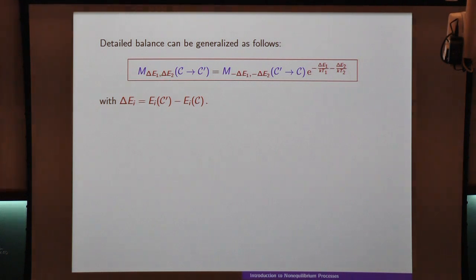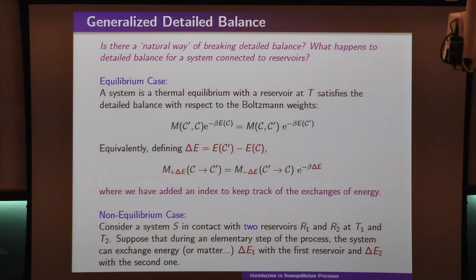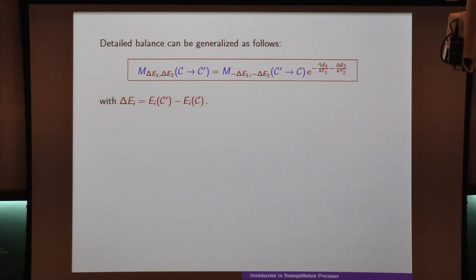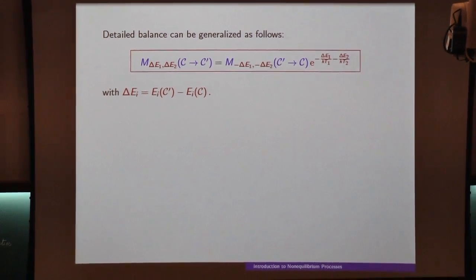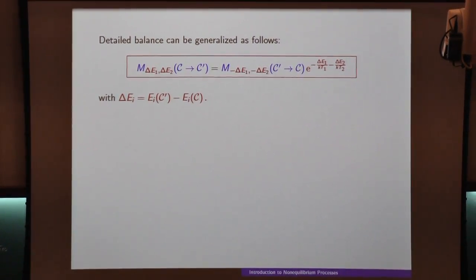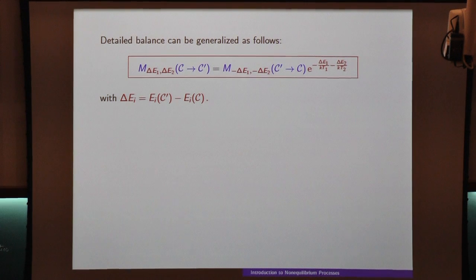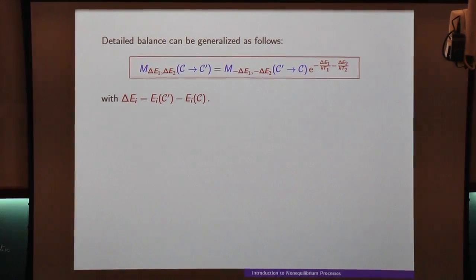And instead of having only one temperature and one energy exchange here, we shall have both temperatures, beta 1 and beta 2, and the two energy exchanges which are possible with the two reservoirs. So for the moment, I have not proven that relation. I'm going to give you an argument, not a proof, but an argument that justifies it, that I learned from Derrida's lectures.